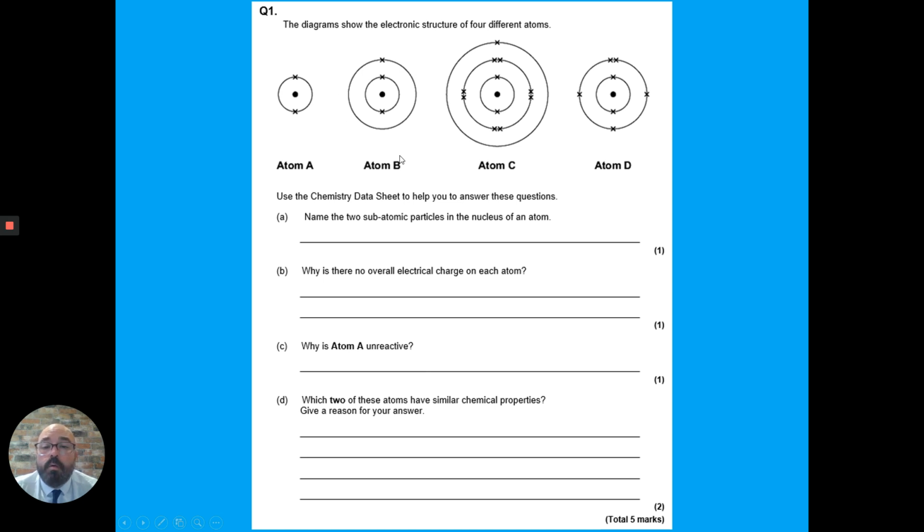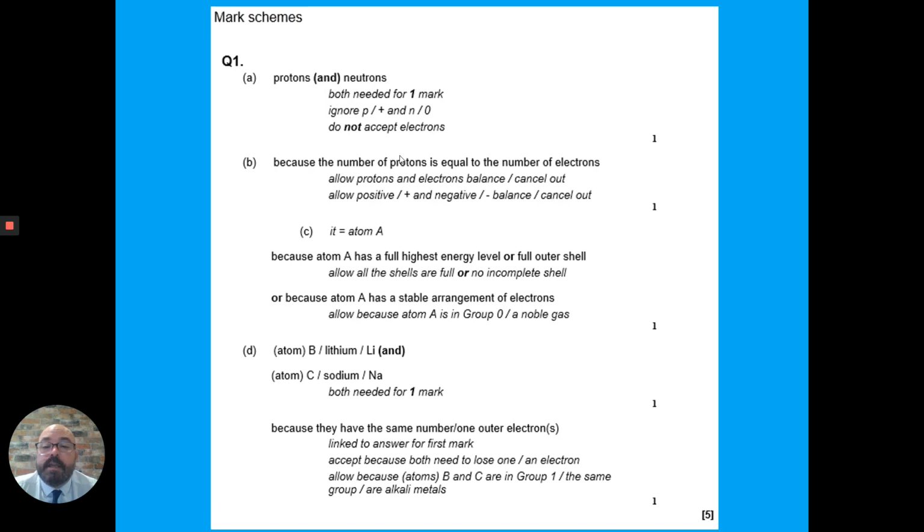So if we look at why atom A is unreactive, as it says, because it has a full highest energy level, more simply, a full outer shell. You could also say all the electron shells are full, or because there's no incomplete shell or there are no gaps in the shell. You could say atom A has a stable arrangement of electrons, or you could also say that atom A is in group 0 or it's a noble gas. But basically, the key thing is it has a full outer shell.